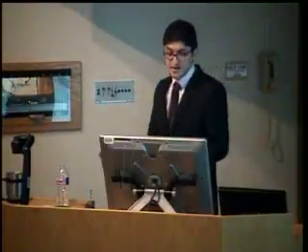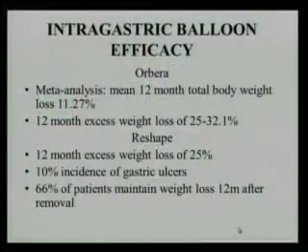So what are the data out there about weight loss? For Orbera, in the meta-analysis at 12 months, total body weight loss was 11.2%, and excess body weight loss was 25 to 32.1%. That's for Orbera. Reshape excess body weight loss is almost comparable to Orbera.